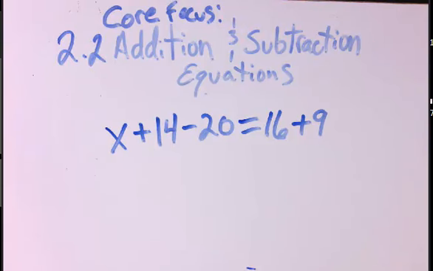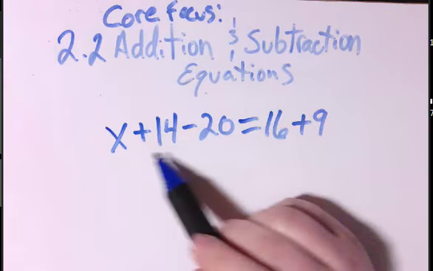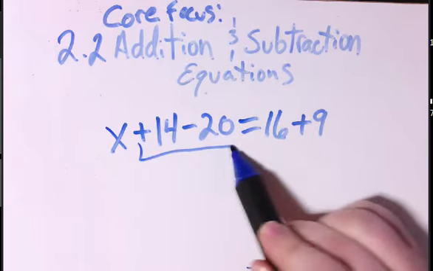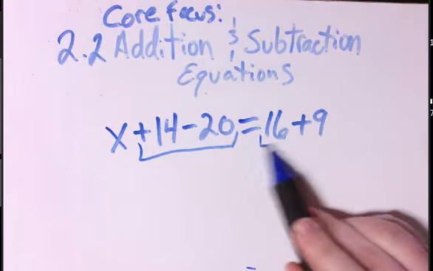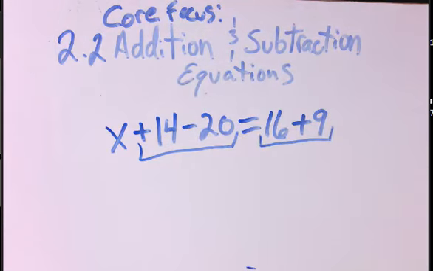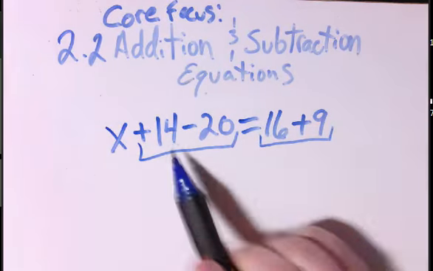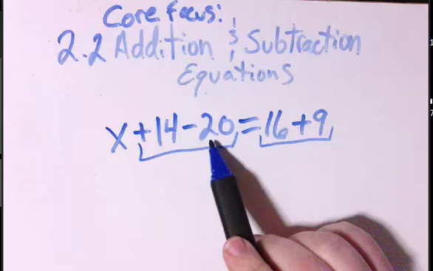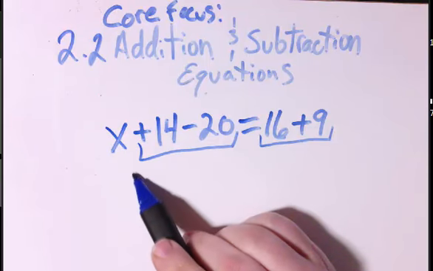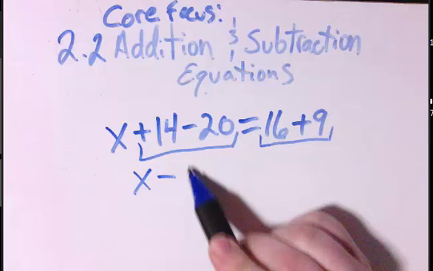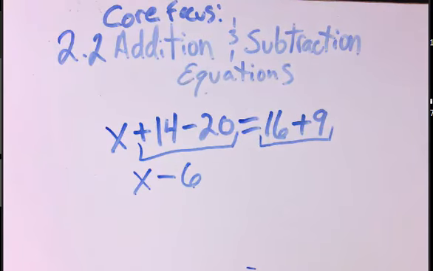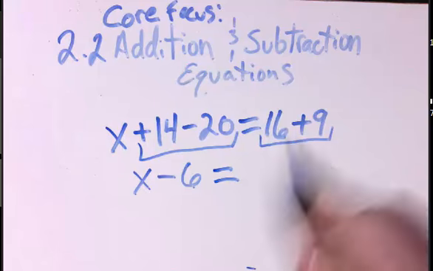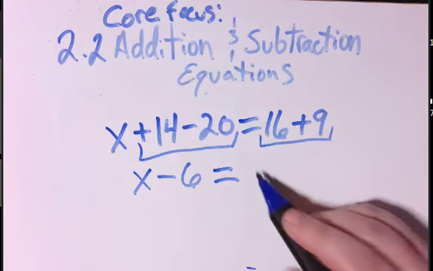So think about your order of operations. There's no parentheses, there's no exponents. All there is, is adding and subtracting. So the first thing we can do is combine like terms. We can combine the 14 and the negative 20, and we can combine the 16 and the 9. So 14 minus 20 is going to give us a negative 6, and then 16 plus 9 is going to give us 25.